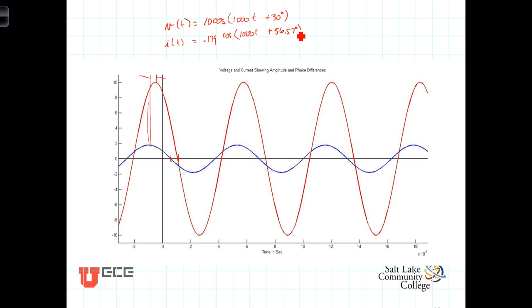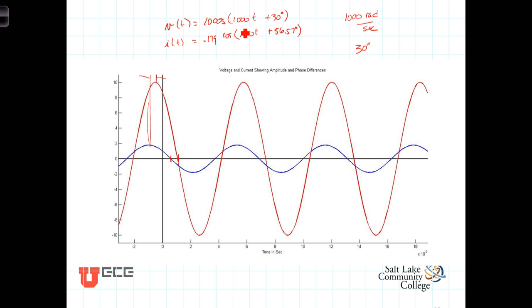Just one note about what appears to be an inconsistency of units. And not only does it appear to be an inconsistency of units, it is an inconsistency of units. What are the units of omega, the radial frequency? That's 1,000 radians per second. Yet we're specifying the phase shift of 30 degrees. We're specifying it in degrees.